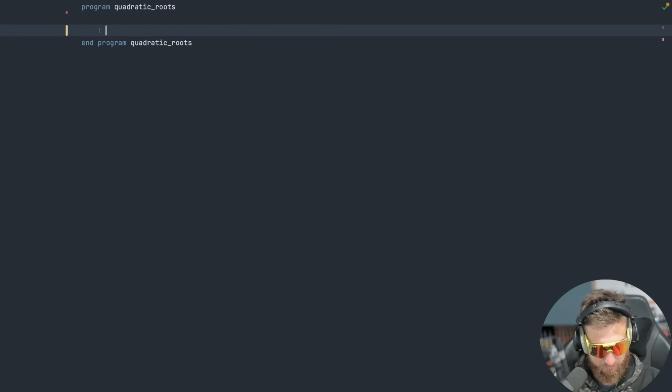I don't know how good the contrast is for comments here. But it's basically going to be minus b plus or minus the square root of b squared minus 4ac, and this is all going to be over 2a. So that's the formula we're going to implement to solve for the roots of a quadratic.